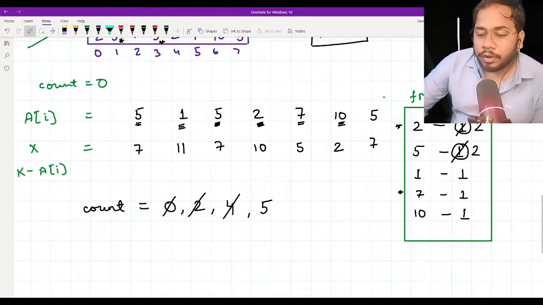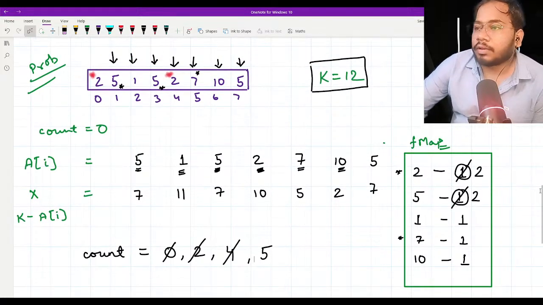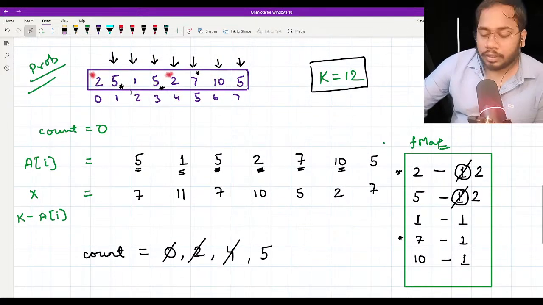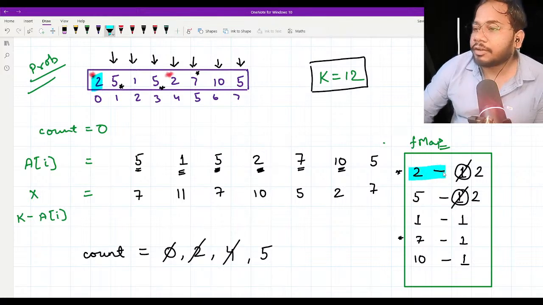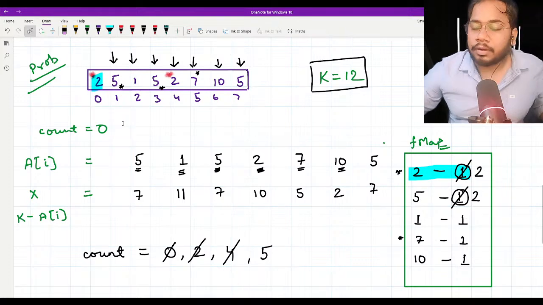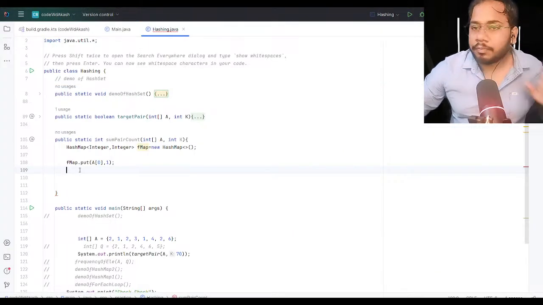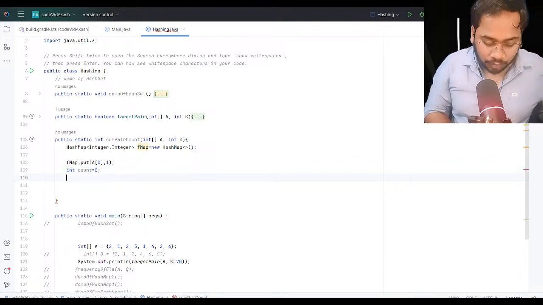So what we were doing initially, guys? Yeah, it's okay. So let's take this highlighter. Initially we were taking this 2 and putting it in the hash map with frequency 1. So that we have done. Now we have to take one more variable which is called count, and it will be 0 initially.